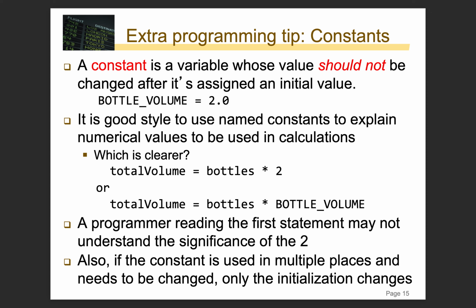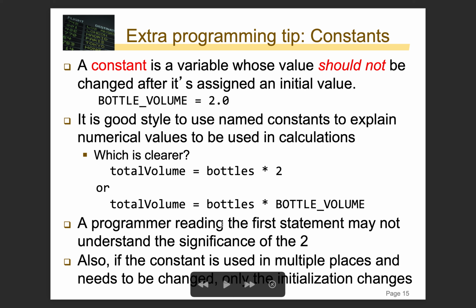It's good style to use named constants to explain numerical values to be used in calculations. If you look at the two lines of code, total volume equals bottles times 2 versus total volume equals bottles times bottle volume, the second line of code is far clearer as to what this magical value 2 actually means. That magical value 2 is actually standing for the volume of an individual bottle. A programmer reading the first statement may not understand the significance of this times 2.